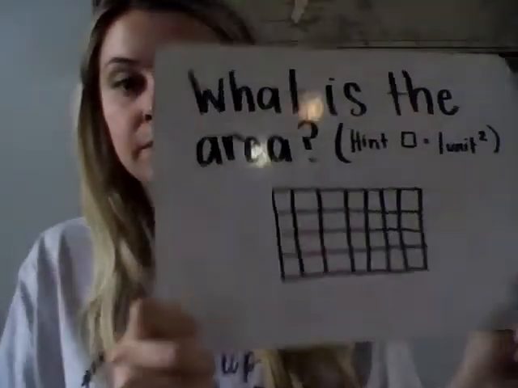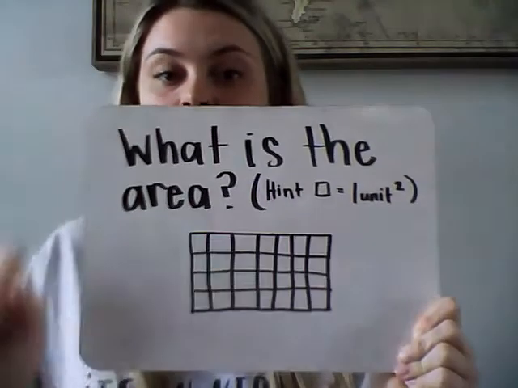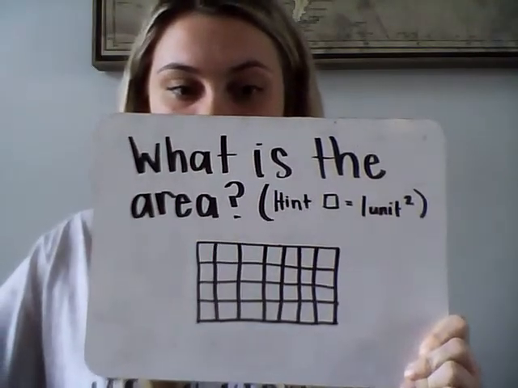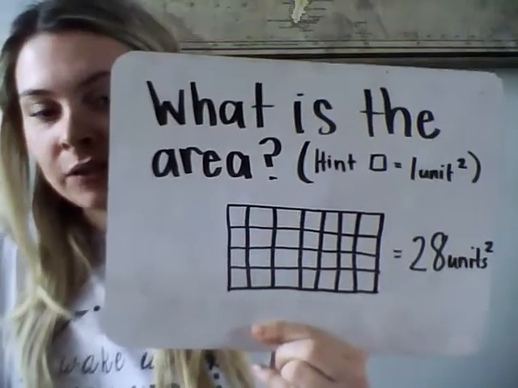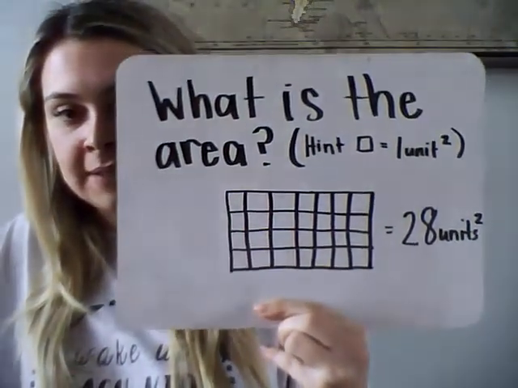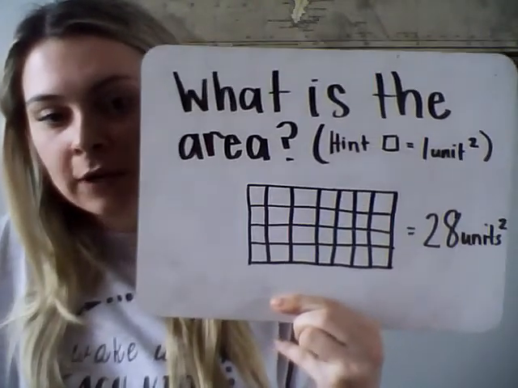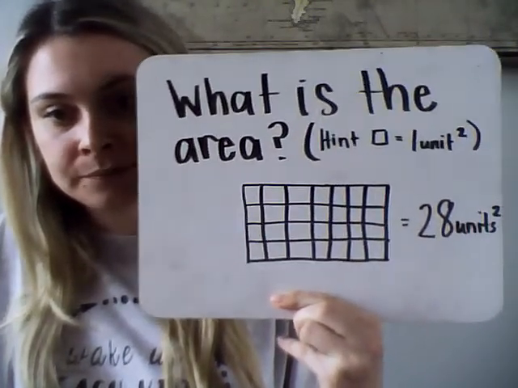We are going to start with area, and all you need to do with area is count the square units. So when I point, make sure you pause. This is 28 units square, and that little 2 means that it's squared because we were counting actual squares.